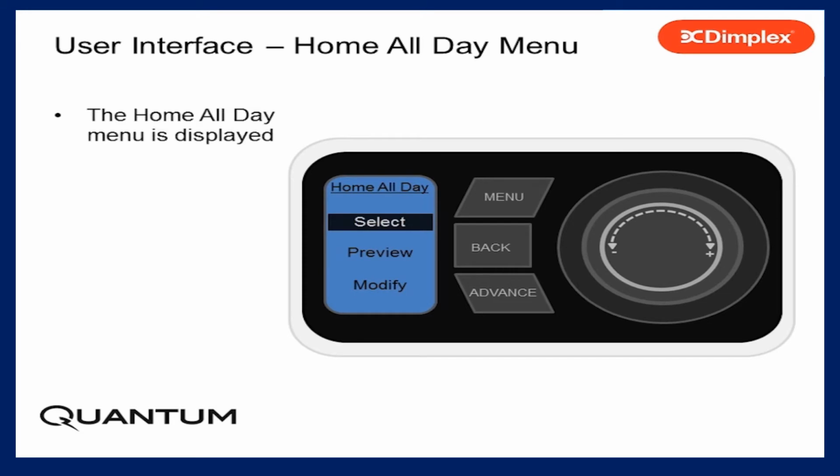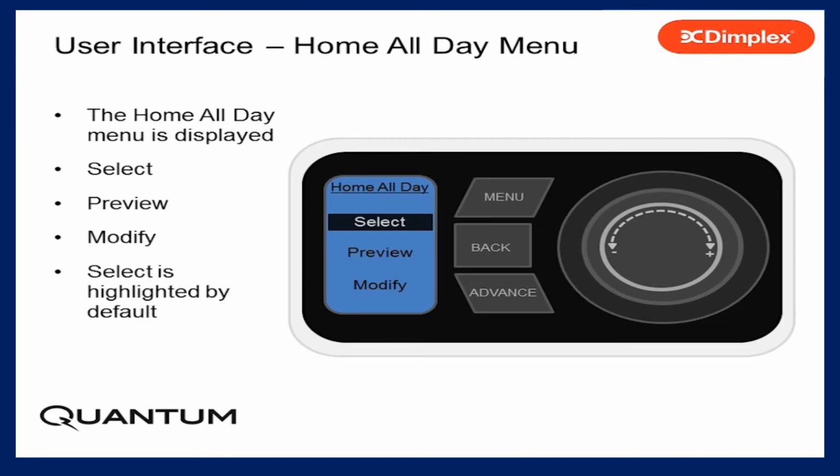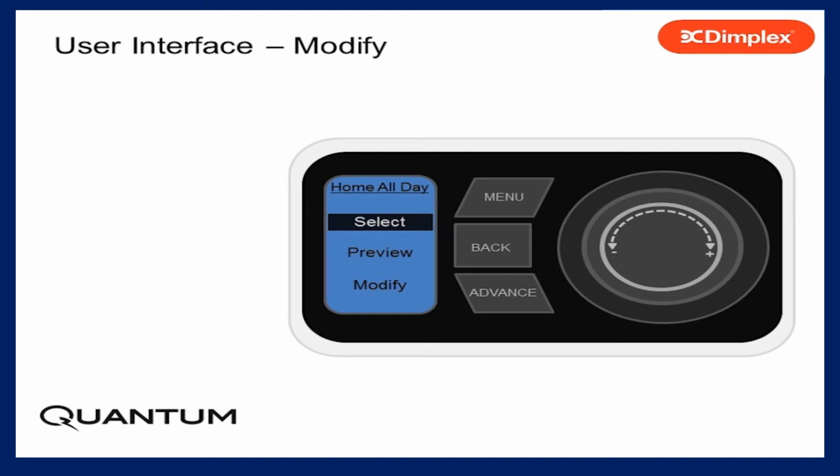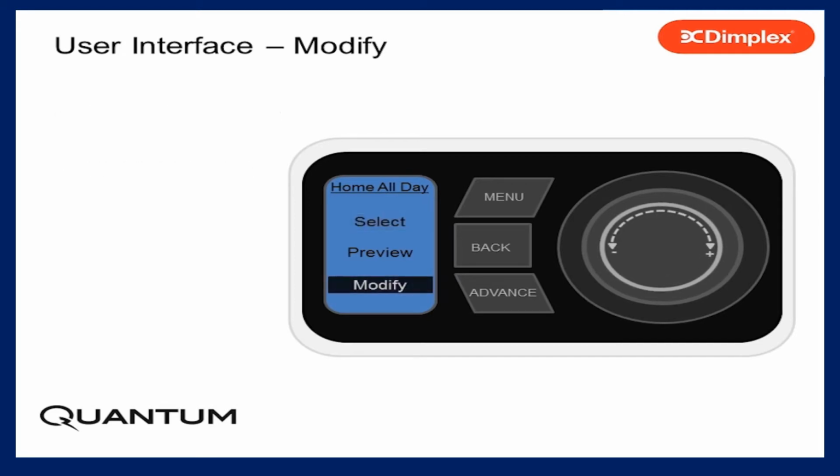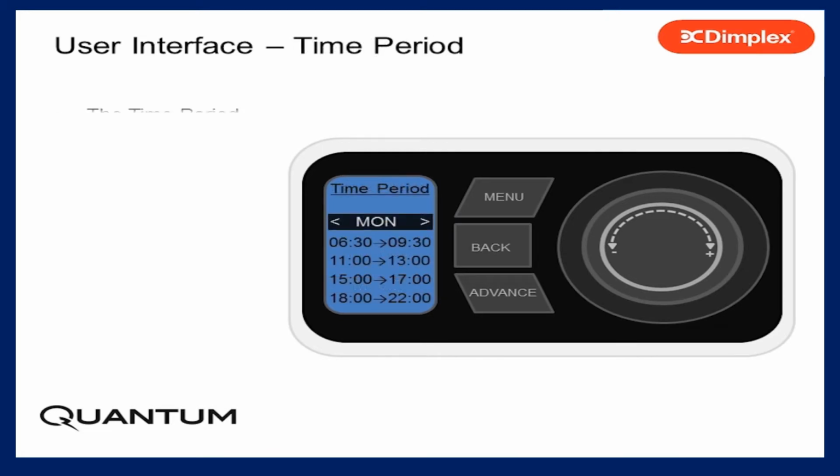The home all day menu is displayed with select, preview and modify. Select is highlighted by default. Rotate the selector dial and highlight Modify. Press the selector dial. The timer period menu is displayed.